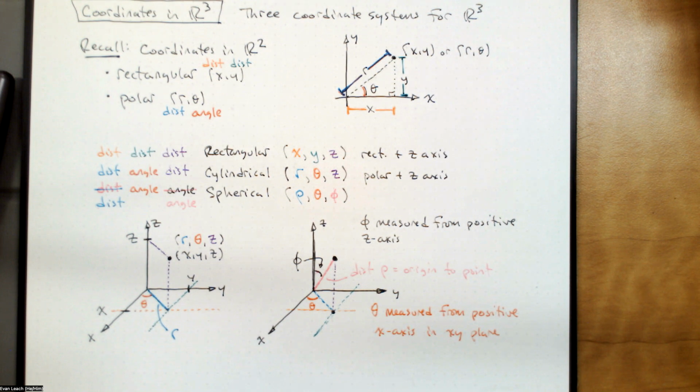Notice that the angle phi is in the plane containing the z-axis rotated through an angle of theta from the positive x-axis. Theta is an angle in the xy plane. Phi is an angle in the plane cutting through the z-axis at an angle of theta.